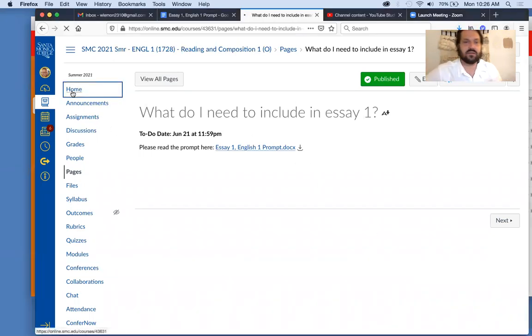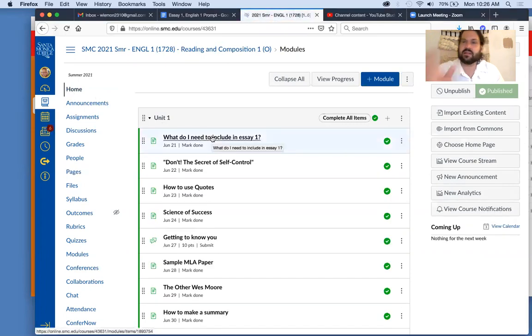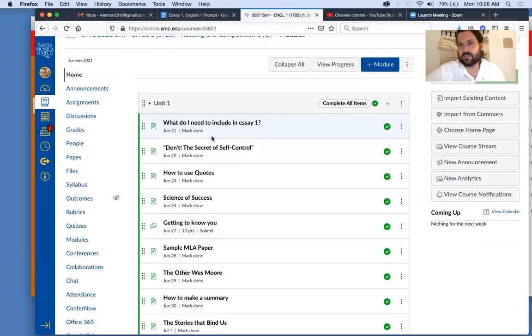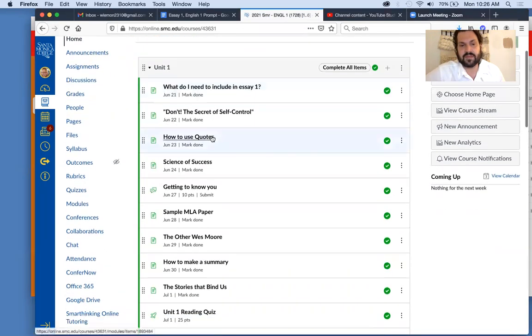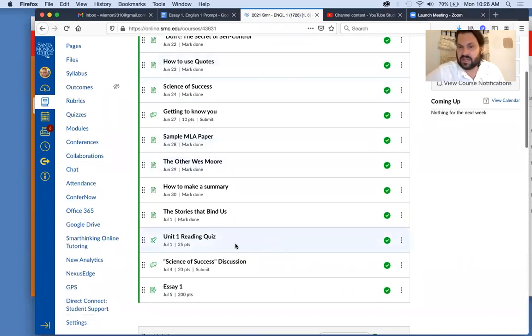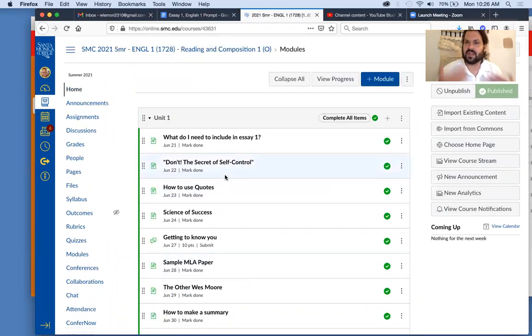So if we look at Essay 1, I'm definitely going to go over the prompt in a minute, but I just wanted to point out a couple of things before I do. There are things like the reading quiz and the class discussions that are part of the essay in a way. What I mean by that is these are designed to be pre-writing activities for the essay. That basically means they're going to help you brainstorm and generate material for the essay.